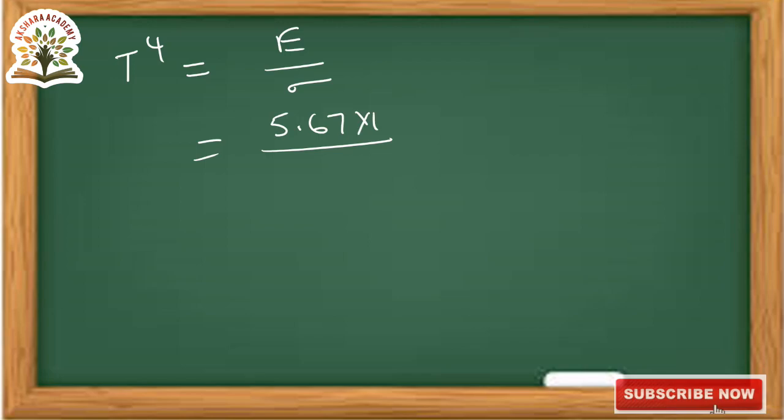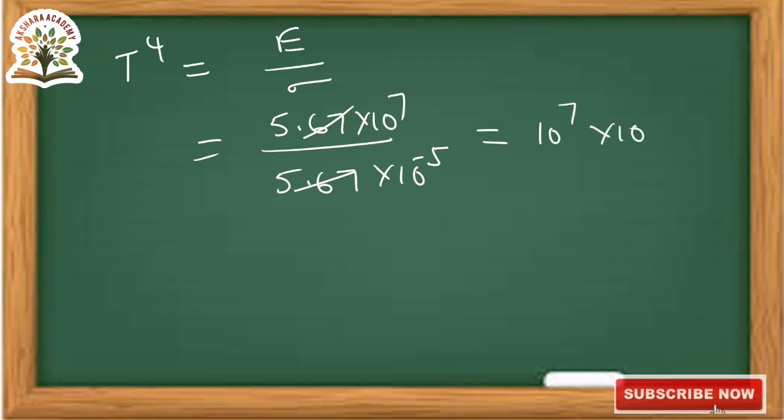5.67 into 10 to the power of 7 by 5.67 into 10 to the power of minus 5. 5.67 and 5.67 cancel. 10 to the power of 7 into 10 to the power of 5 will go to 10 to the power of 12. Here T power 4 is equal to 10 to the power of 12.